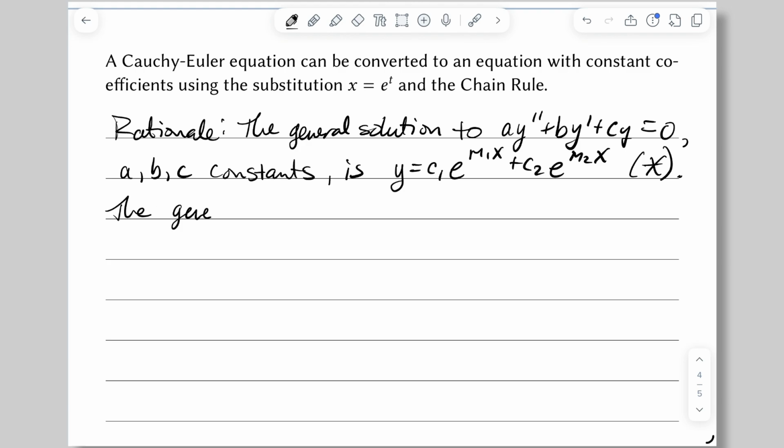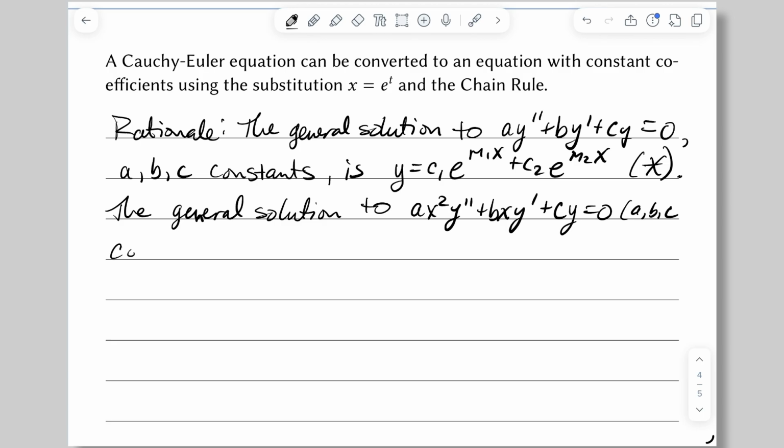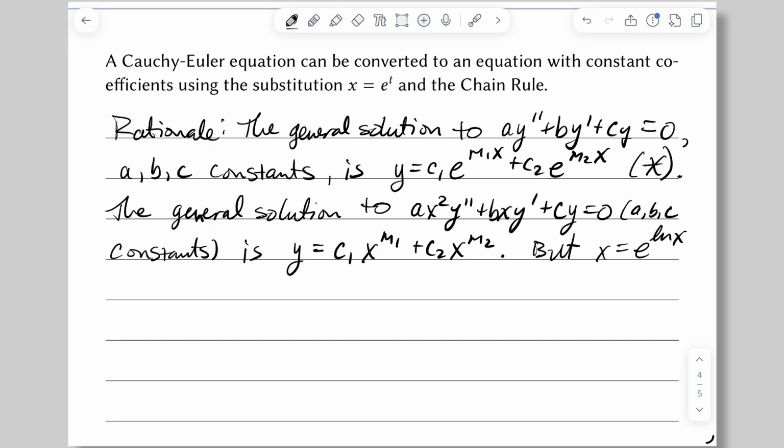The general solution to ax squared y double prime plus bxy prime plus cy equals 0, again, where a, b, and c are constants, is, again, as you know, y equals c1 x to the m1 plus c2 x to the m2. But because of properties of logs and exponents, x is e to the natural log of x using the cancellation property, which means that x to the m1, for instance, is e to the m1 times the natural log of x.